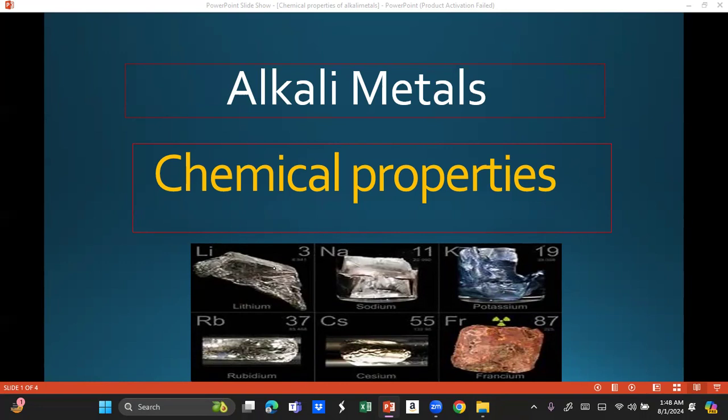Group 1 metals are known as alkali metals. Why are they known as alkali metals? The reason is they produce alkali when they react with water. Hope you understand. Let's first discuss the reaction of group 1 metals with oxygen.